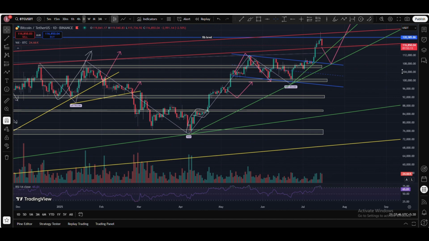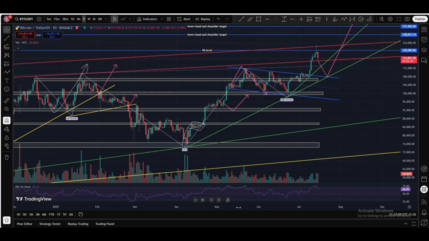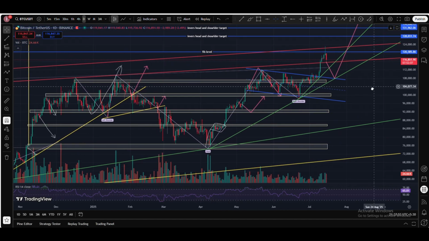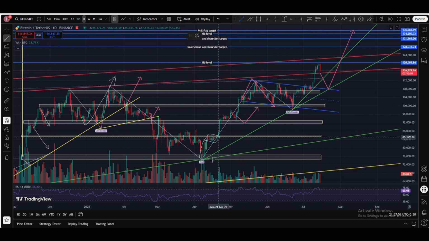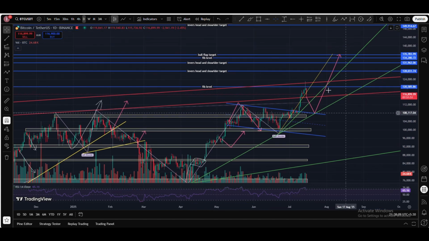We can see a bull flag. With the bull flag we can get the target, this area and this point. Bull flag target. I have texted the target.